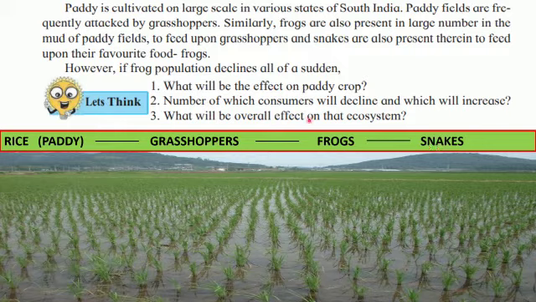What will be the overall effect on that ecosystem? Here in the paddy field, this is the ecosystem that is functioning. So what will be the overall effect on the entire ecosystem? We find that the entire ecosystem will get imbalanced. There will be an imbalance in the ecosystem. The paddy field will get destroyed, the standing crops will get destroyed, the grasshopper population will suddenly increase, whereas that of snakes will decrease. So this results in an imbalance in the entire ecosystem.